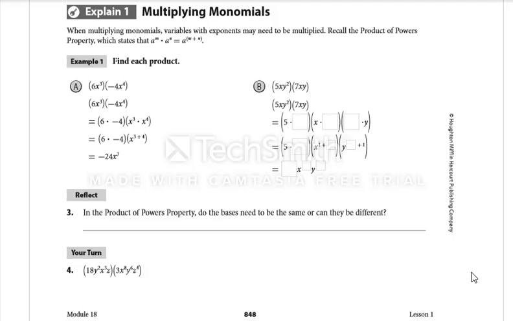Okay, today we are going to look at section 18.1 on page 848. We're going to look at multiplying monomials and then a little bit with polynomials. This is going to give us a chance to look at some of those properties of exponents that we've been looking at, where we multiply things. If they have the same bases, we can add the exponent.